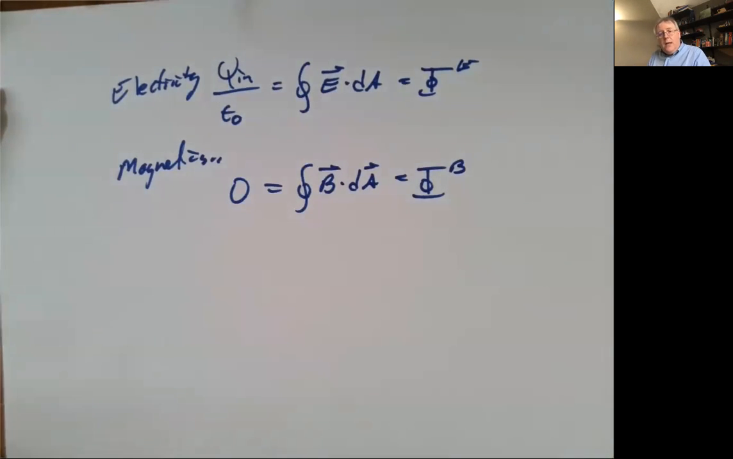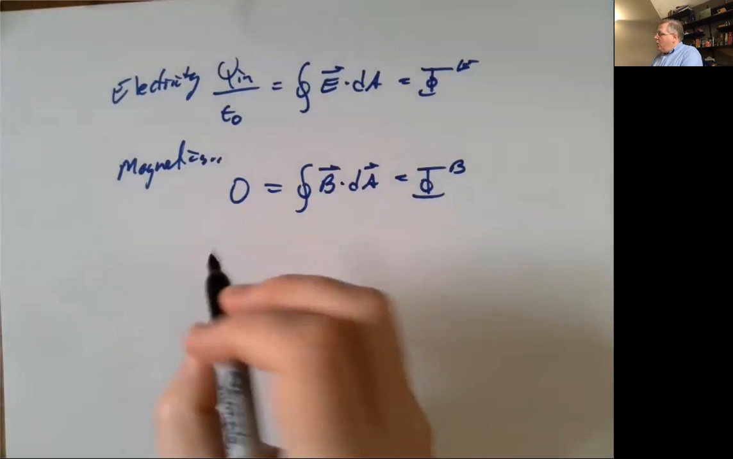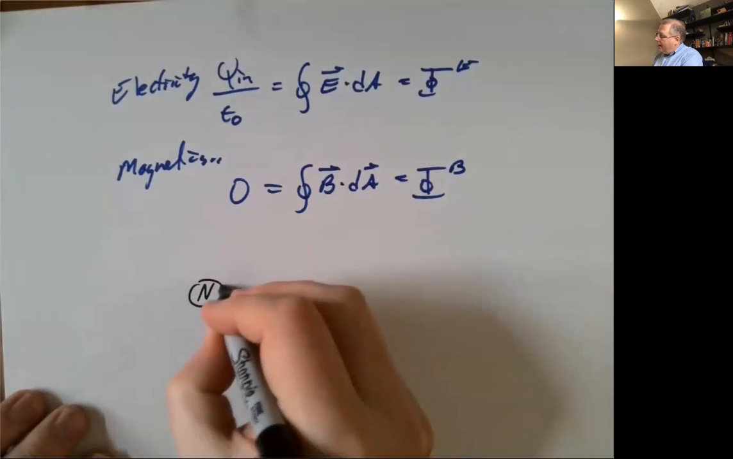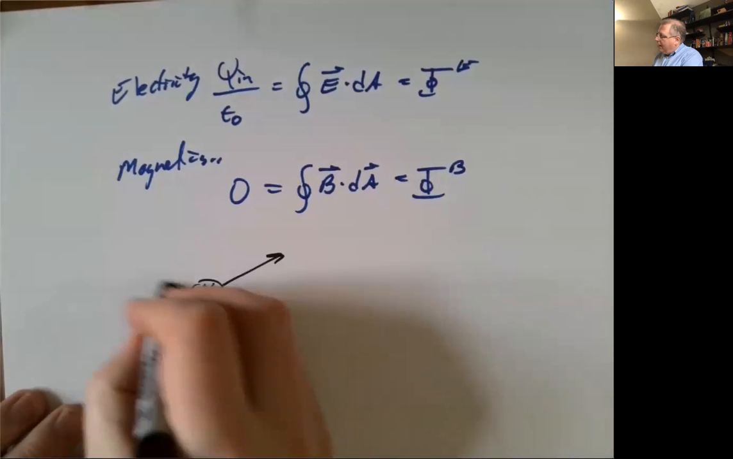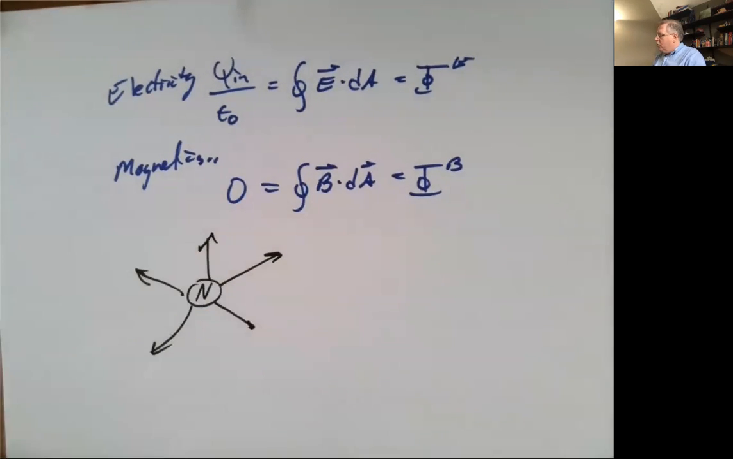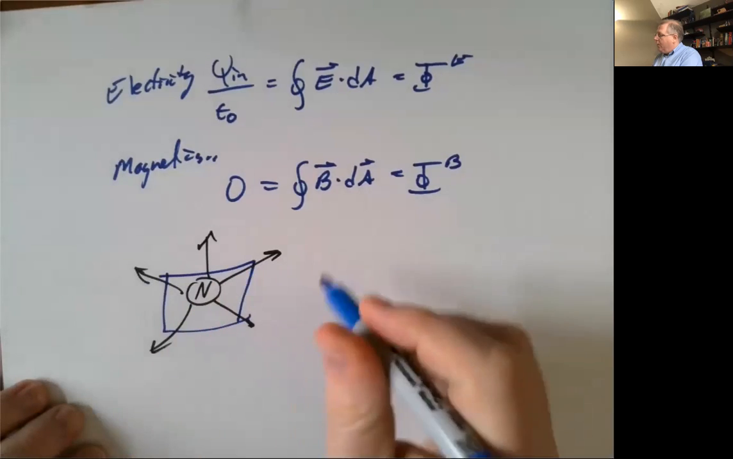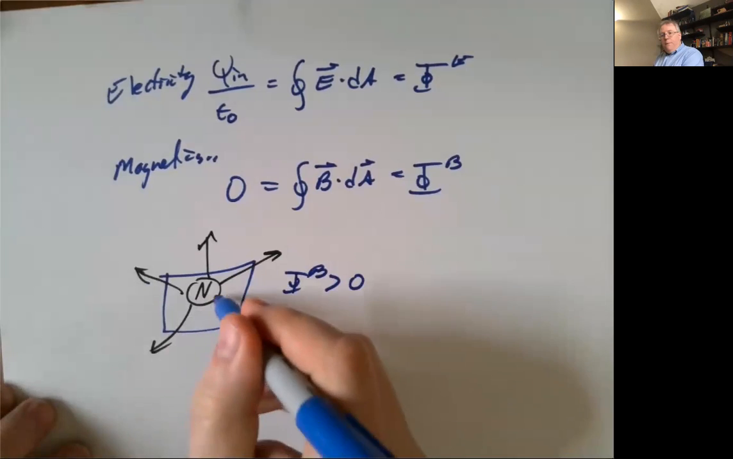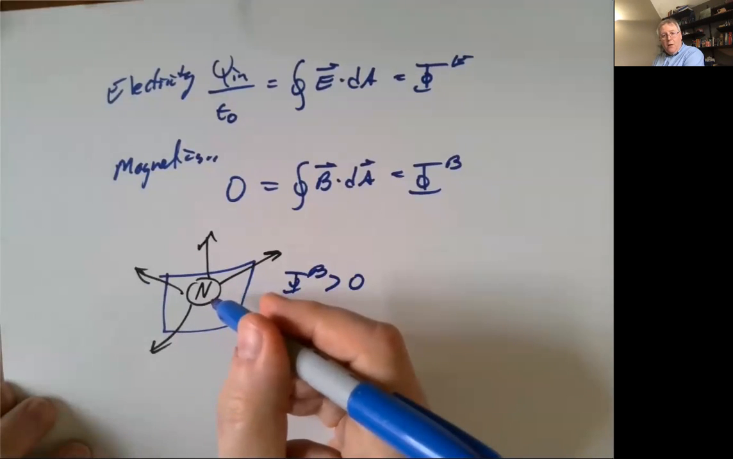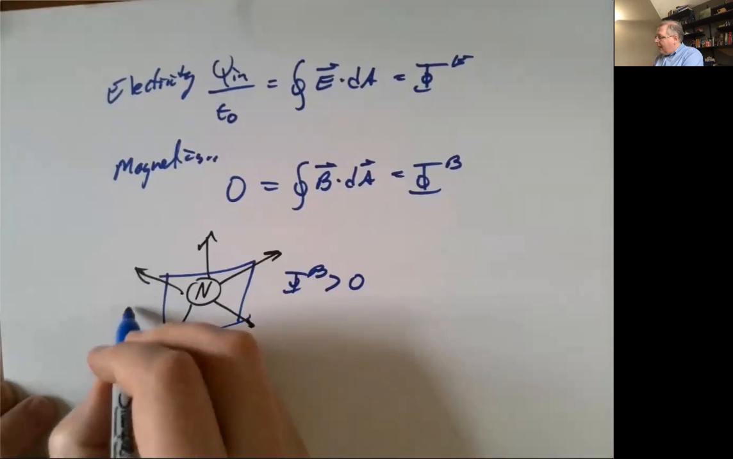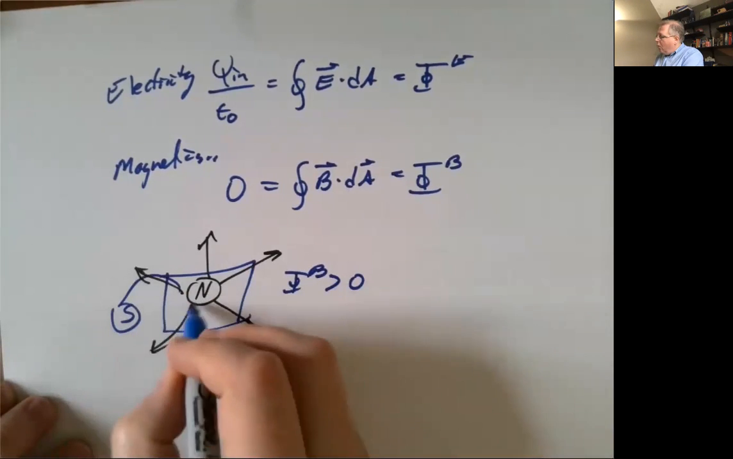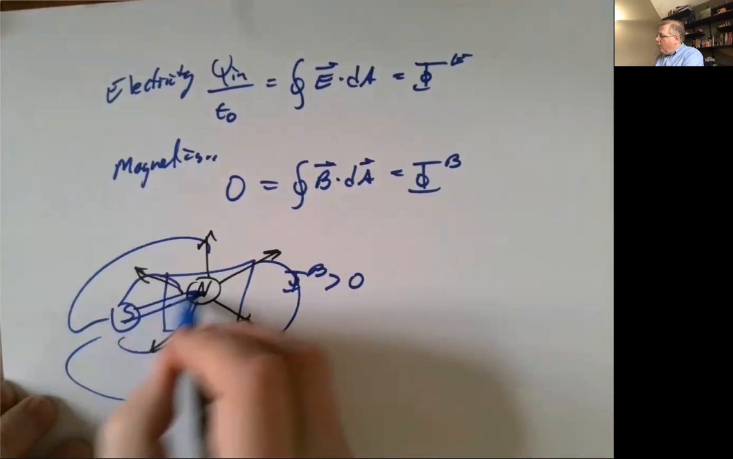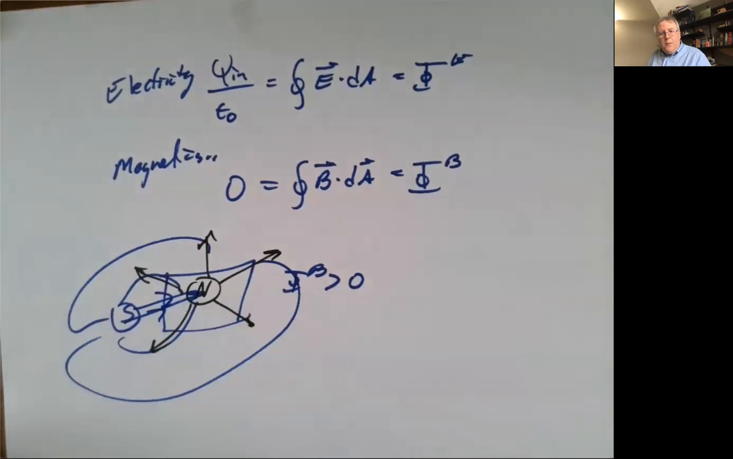Now, another way of stating this is that there's no such thing as a North Pole that sits by itself. If we could have a North Pole sitting by itself, it would create magnetic field lines that look like this. And then we could draw a Gaussian surface around it, and we would see here that the flux would be greater than 0, if you could ever have a North Pole sitting by itself. But we can't. We always have to have a South Pole, so these lines will always connect and go back through.